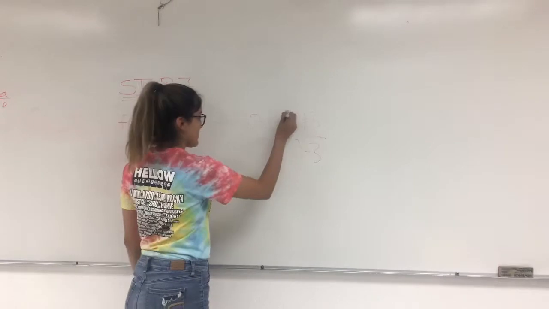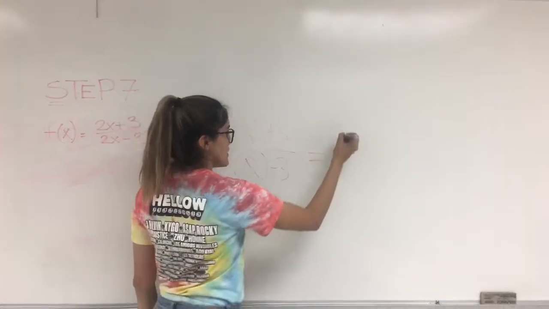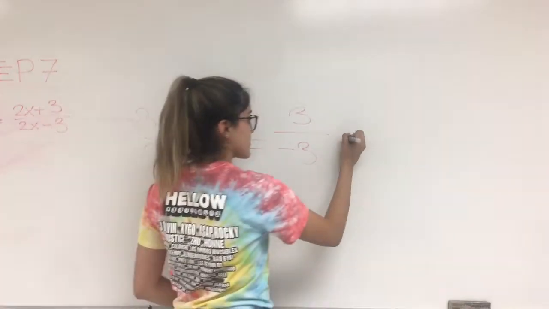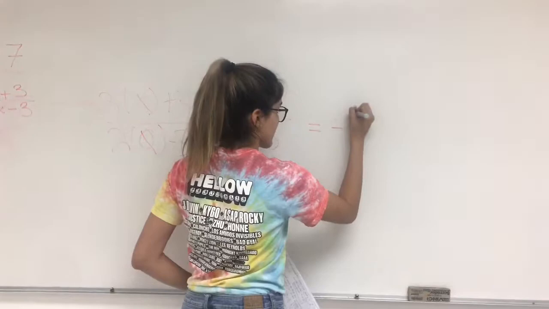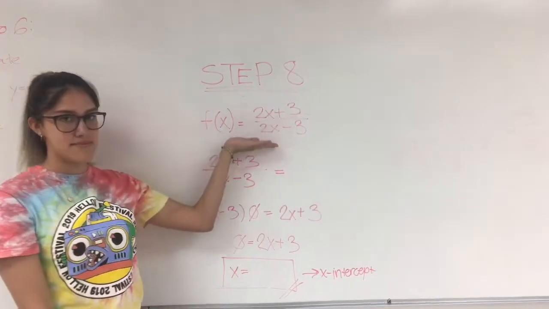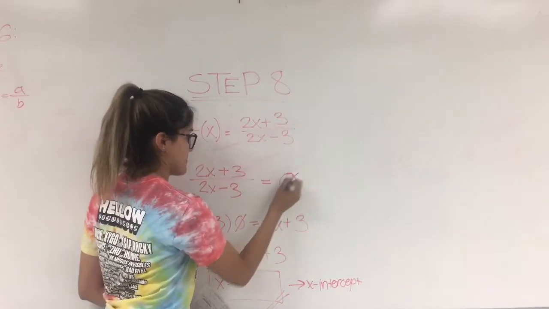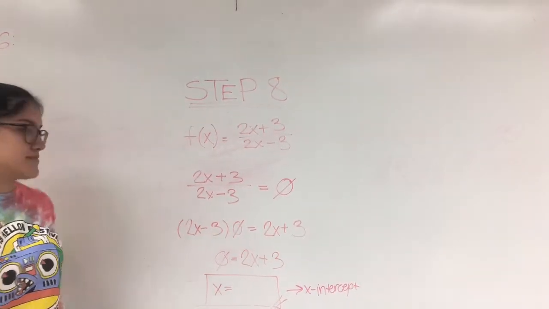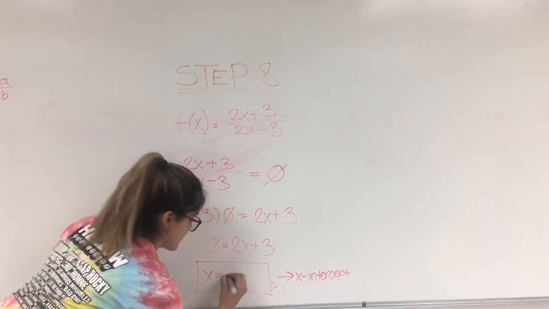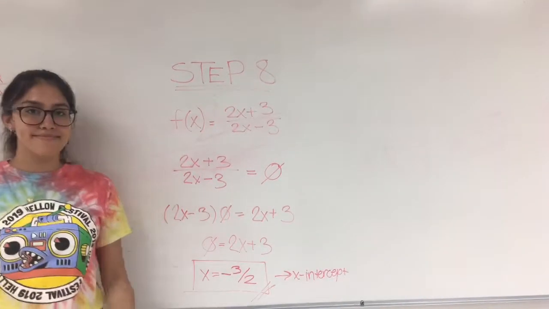Step 7. Now we have to find our y-intercept by replacing every x in the function with zeros, just as I'm doing right here. After that we simplify and we get the y-intercept, which is minus 1. Step 8. Now to find the x-intercept, we will have to set the equation equal to 0 and solve for x. After this, you just need to simplify and you get your x-intercept, which is minus 3/2.